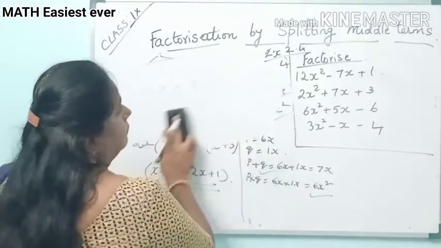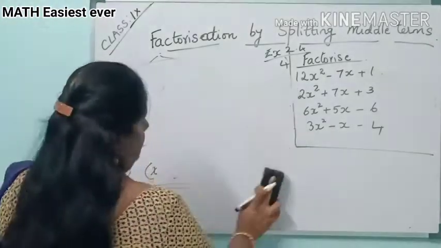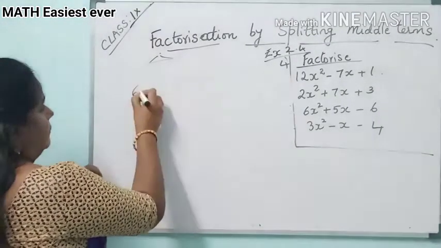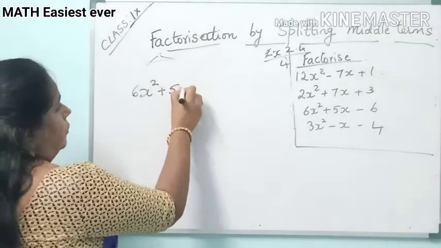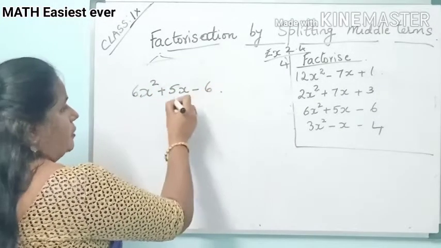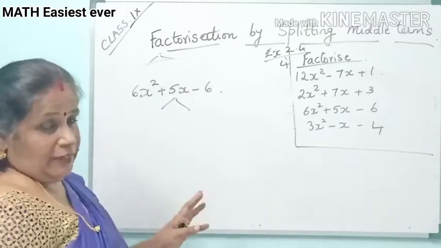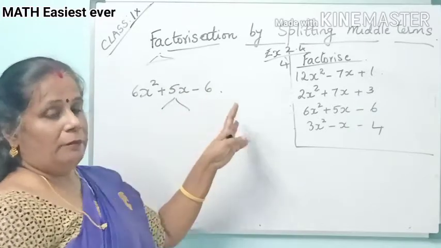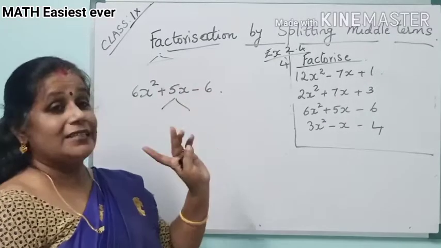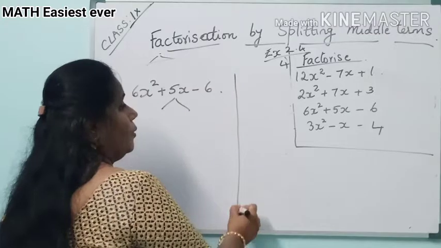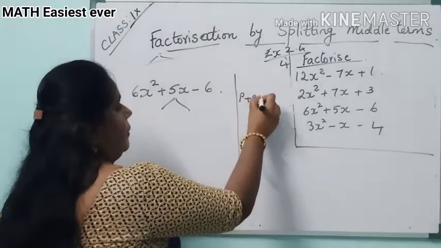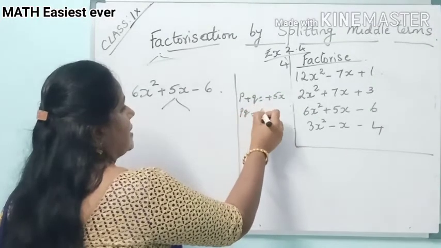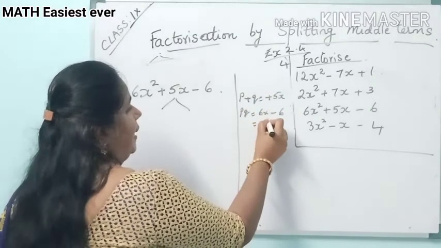6x square plus 5x minus 6. So what I will do is split the middle term 5x in such a way that if I add two numbers, I must get 5, and if I multiply two numbers, I should get 6 into 6, 36. But see the sign also. So p plus q should be plus 5x and p into q should be 6 into minus 6, that is minus 36.